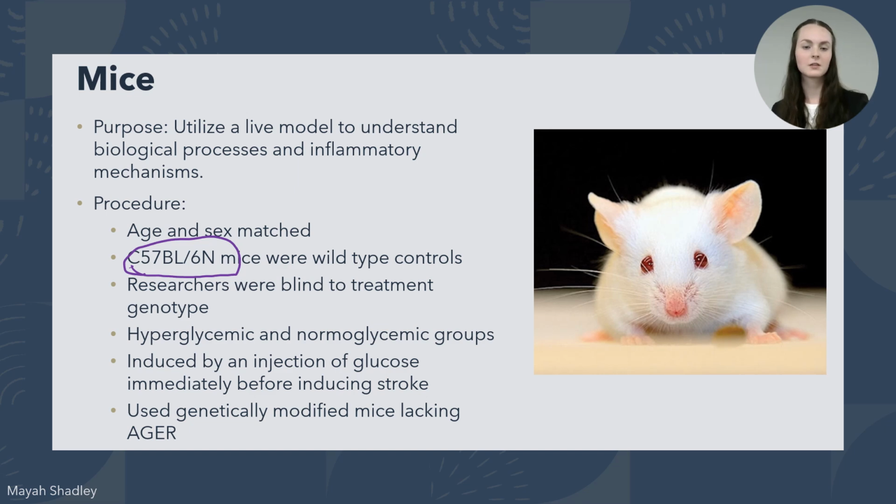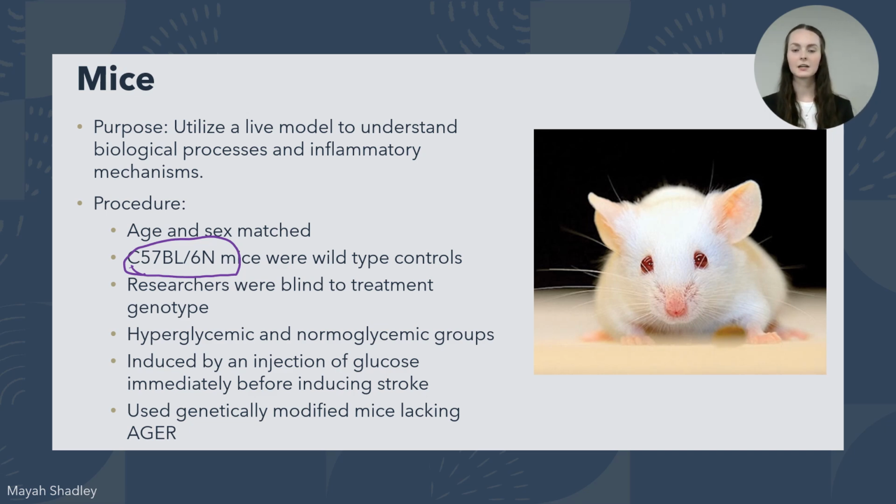And the mice were also put into groups of hyperglycemic versus normal glycemic to study these glucose levels under different inflammation. And the glucose was induced through an injection that happened right before the inducing stroke process, which I'll also point out later in one of the figures. And then they used genetically modified mice lacking that gene that we talked about earlier. Again, hoping that these ones that were lacking the gene would show more polarization from the inflammatory type to the non-inflammatory type.